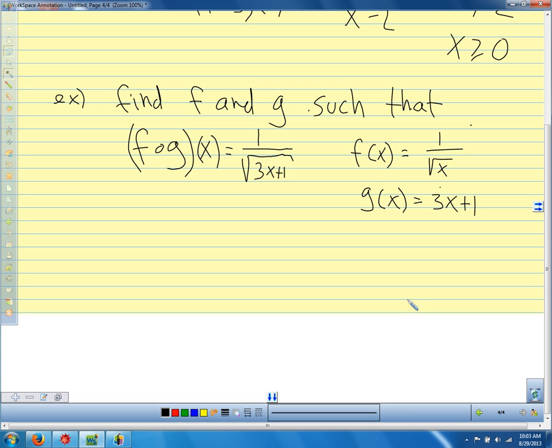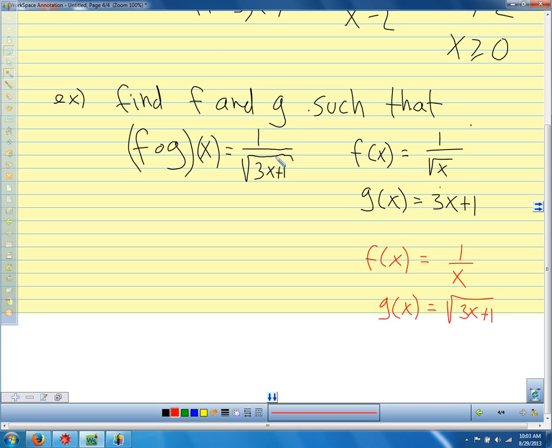Anybody see another way? What do you think? Could it be f of x equals 1 over x and g of x is better than 2? Nice. That would work as well. So sometimes when we're undoing a composition, there are multiple answers. So if I make f of g here, I get the same composition.